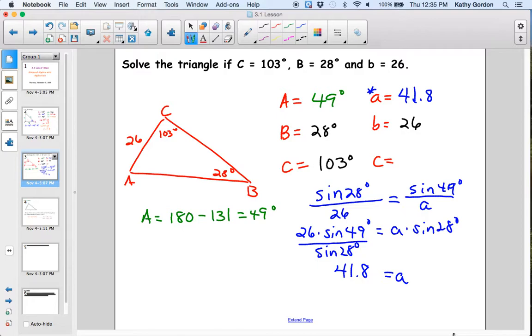Sine of 28 degrees over 26 equals sine of 103 degrees over C, side C. Okay. So go back to the ratio that we know from what was given, the sine of 28 over 26. But now for the second ratio, set up what I need to find side C. So I need the sine of 103 over C to solve that proportion. Okay, so solve it, what do we get?